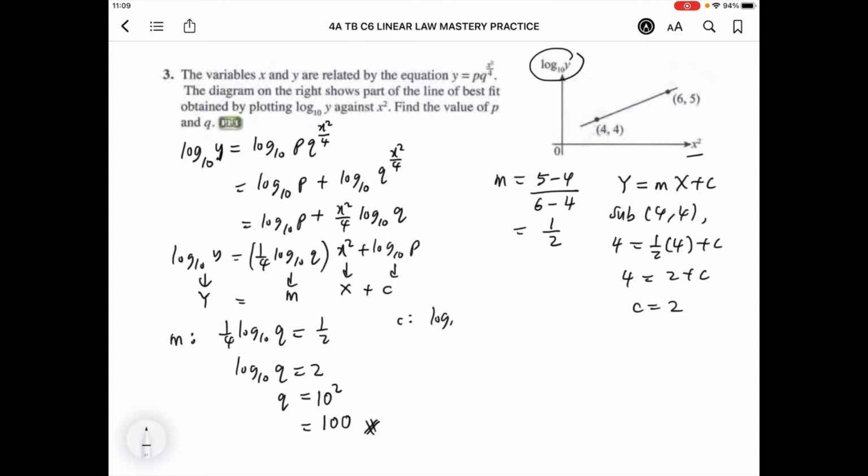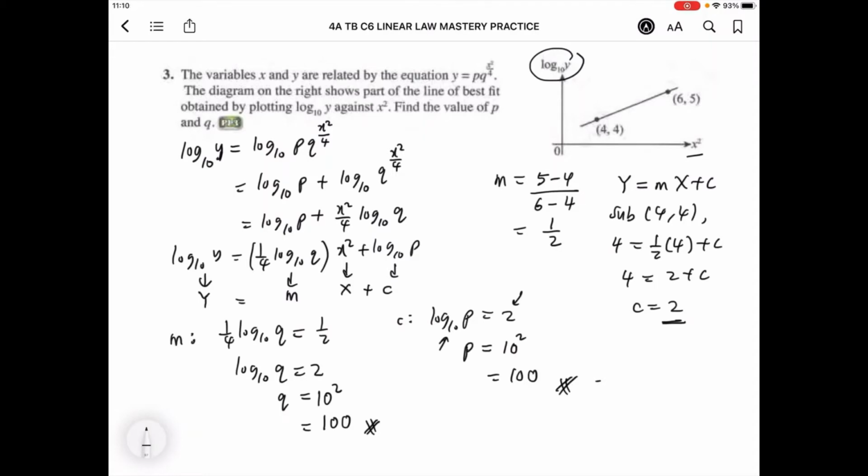If you compare your y-intercept, my log 10p is now 2. From my graph, my y-intercept is 2. From my equation, my y-intercept is log 10p. Again, we change from logarithm form to index form, it is 10 power 2, which is 100. Okay, yeah, it's pretty standard. I would say this is a very standard, typical exam question.